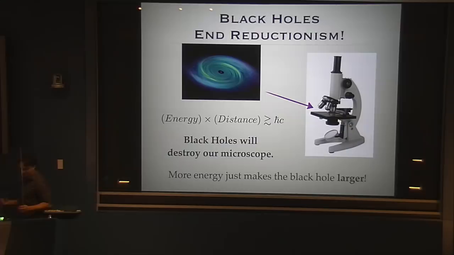to see very short distances. But once you go to distances of order this fundamental gravitational scale of the Planck distance or the Planck energy, you'll start making black holes. You'll have successfully crammed a ton of energy into a tiny, tiny place, and you'll make a black hole. And your black hole will then destroy your microscope. So black holes really end this reductionist program. And I should emphasize that it's really not reductionism anymore. You might ask, but I can still do it.